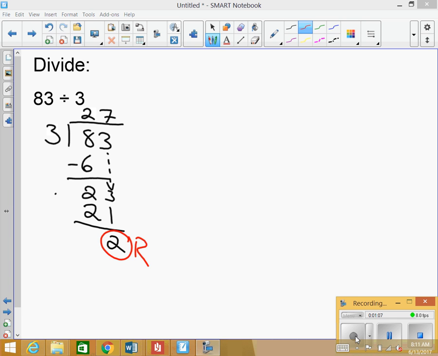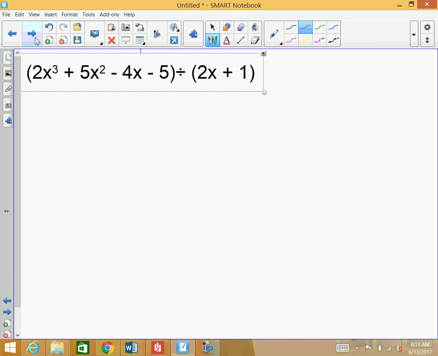Now we can use the method and go on and get the decimals, but for this particular exercise, we're just going to leave it with a remainder of 2. So 3 divides into 83 27 times and gives us a remainder of 2. And we're going to take that same idea and we're going to apply it to polynomials. So let's take a look at this guy.